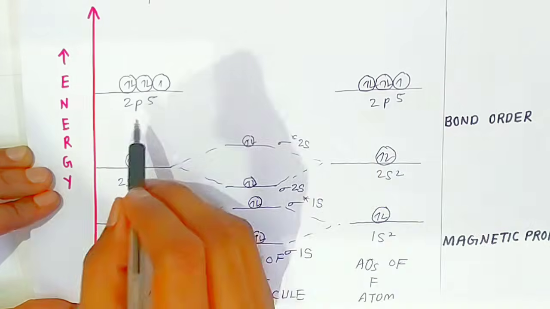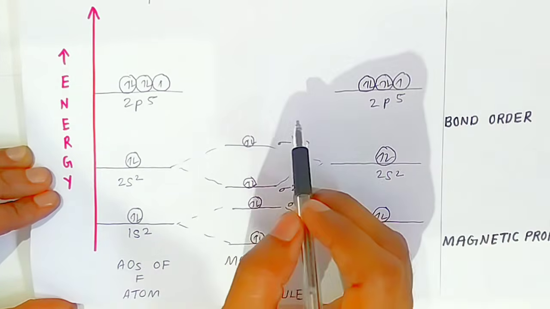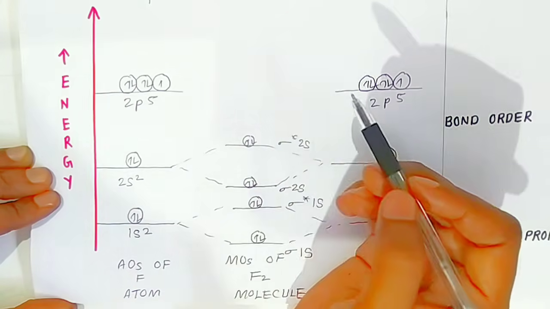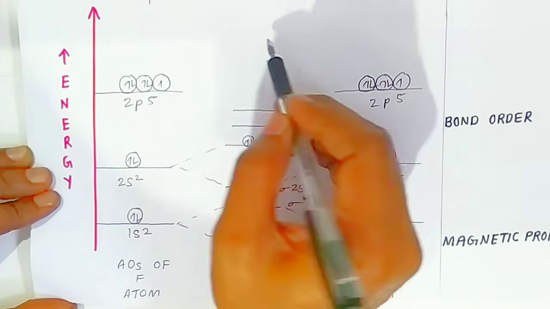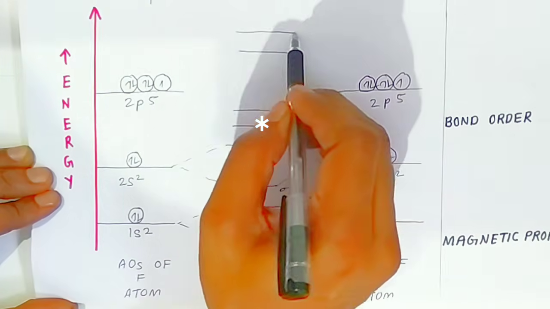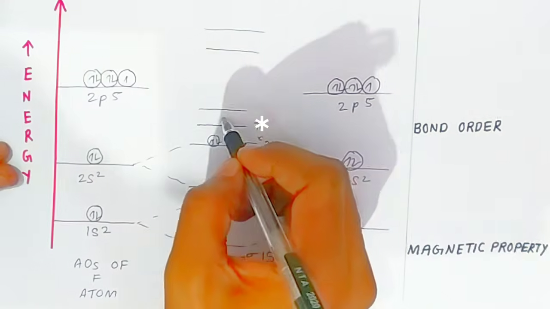Now what happens, students? When the 2p orbitals combine, the 6 atomic orbitals combined will form the 6 molecular orbitals. Out of 6 molecular orbitals, 3 molecular orbitals will have lower energy, and 3 will have what? Higher energy. So these atomic orbitals combined, they form the molecular orbitals.